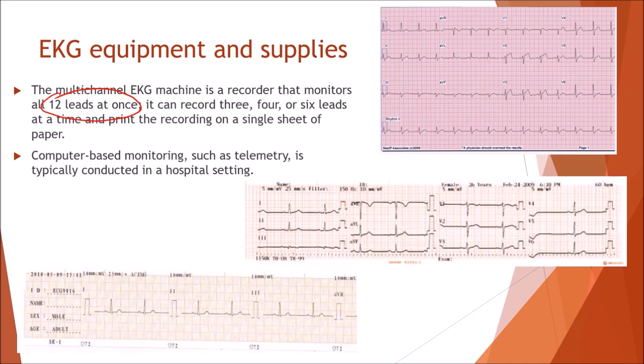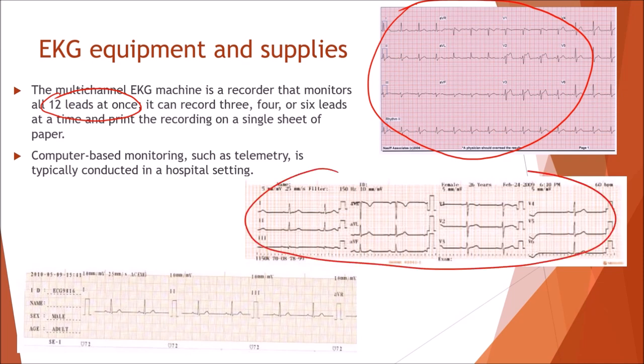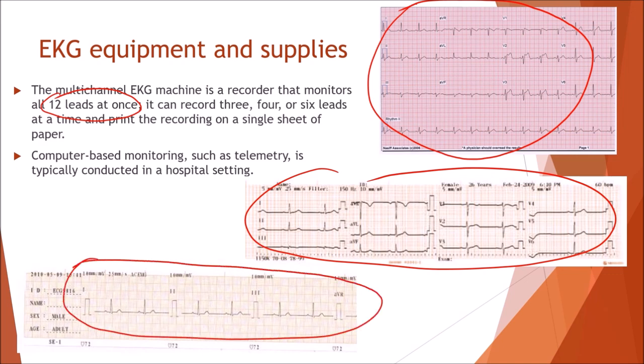And it's going to print 12 leads. So when you place the 10 electrodes on the patient's chest and arms and legs, you're going to get 12 leads. Now I'm going to talk about specifically what each one of these means. So just know you can get an image that looks like this, where all 12 leads are printed at once. You can get something like this, where the leads are printed kind of by threes, and then you can also just get a single, where this will be a long strip of paper, and then the leads are printed one by one. My favorite is this one.